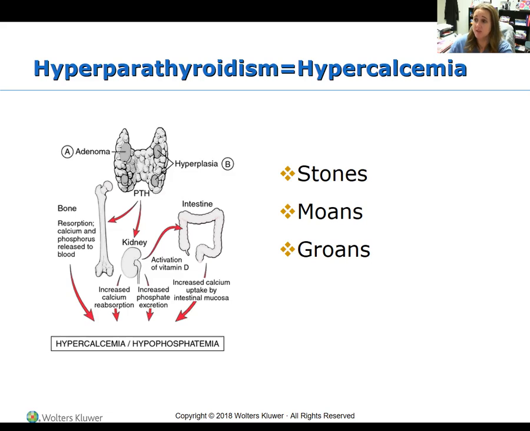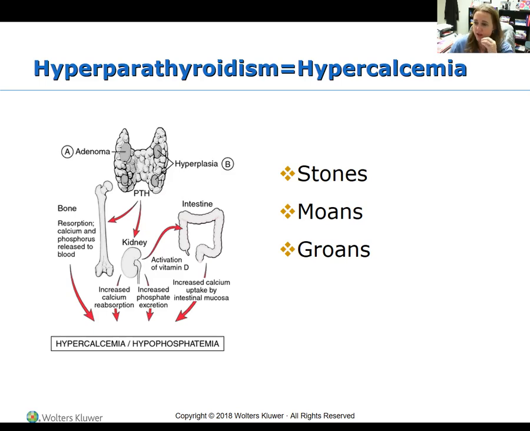Kidney stones. If we have a bunch of calcium and the kidneys can't excrete it all in the urine, it's going to cause renal calculi, so we're going to develop calcium-based kidney stones. And then groans. Intestinal tracts can be overloaded with calcium. Just think hard stones in the kidney, hard poop in the bowels. Too much calcium is going to cause hard stools. And then just think about your signs and symptoms of hypercalcemia: muscle weakness, nausea, vomiting, constipation, cardiac dysrhythmias.